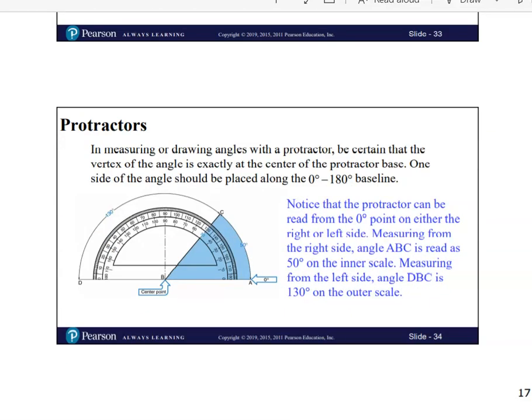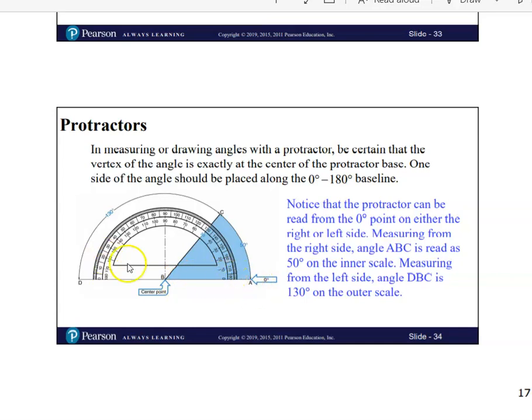In measuring or drawing angles with a protractor, be certain that the vertex of the angle is exactly at the center of the protractor base, and one side of the angle should be placed along the 0 to 180 line. So if this is the angle that I'm trying to measure, I want to make sure that the center of my angle is lined up right in the middle, and that one side of the angle is lined up at the base.